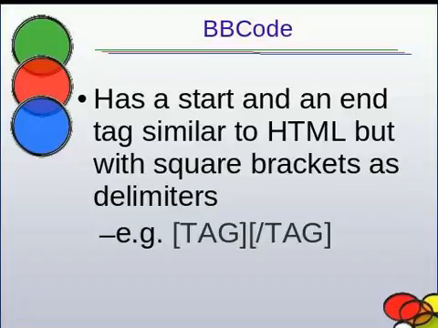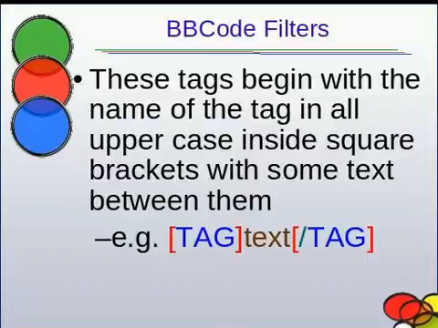So the BBCode style tags have a start and an end tag that's similar to HTML, but is delimited by square brackets as opposed to angle brackets, the less than and greater than signs that delimit HTML. So you could have an opening tag and a closing tag with square brackets surrounding them. These tags begin with the name of the tag, all in uppercase, inside the square brackets, and then there's usually some text in between them. And the action of the codes is to do something to the text in between them.